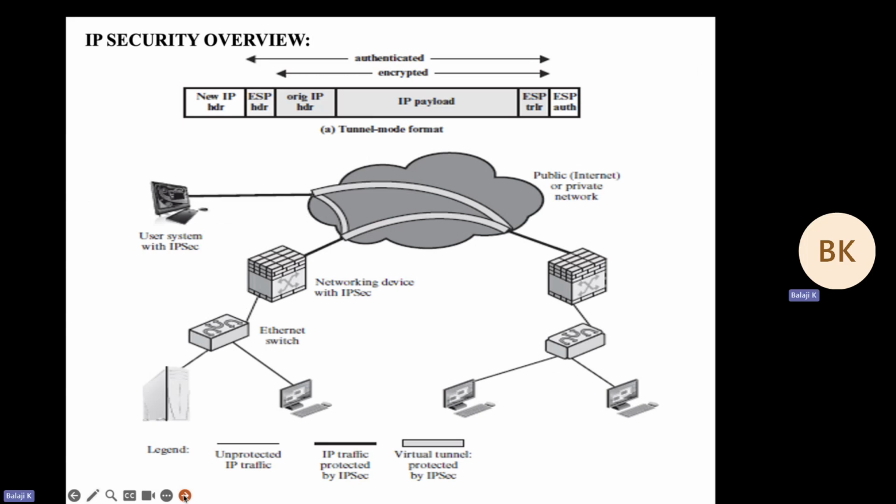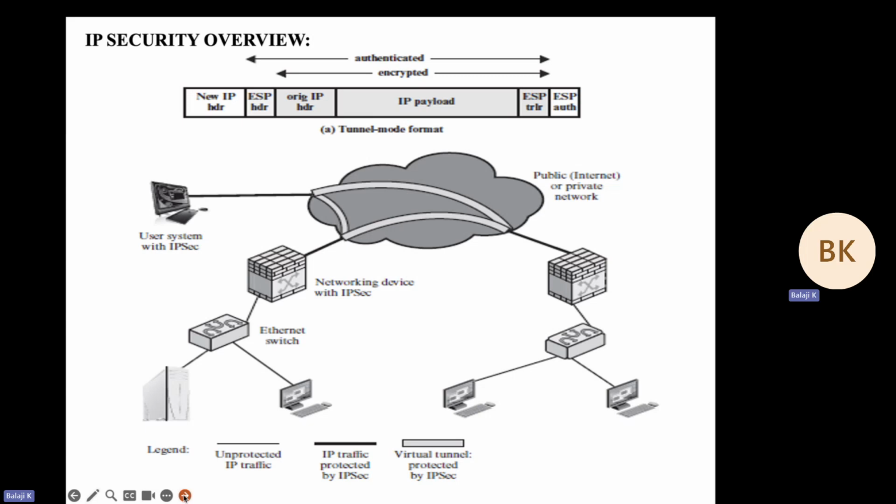Now we will see how IP security is provided through this diagram. You can see different things there. At the top, we have the tunnel mode format. The first thing is the new IP header. Next the encapsulation header will be there, then our original IP header. Then the IP payload, which consists of your data. At the end, we have the encapsulation trailer, and the ESP authentication header will also be there. So this is the tunnel format.